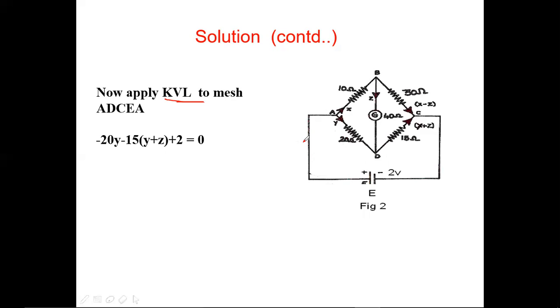Now apply KVL to the mesh. Mesh A, D, C, E, A. This is one loop, clockwise. This is one more loop. This is one more loop.